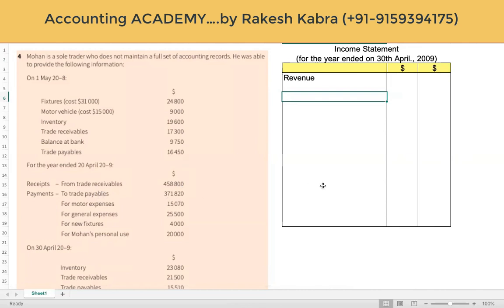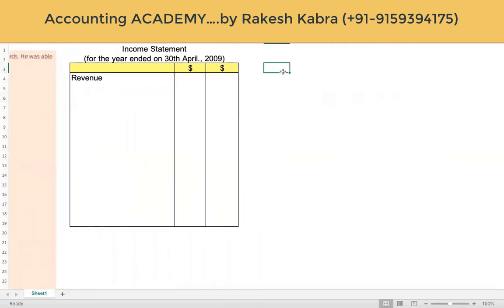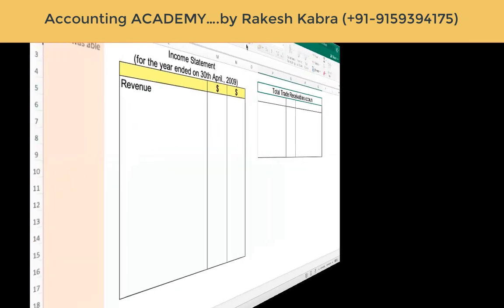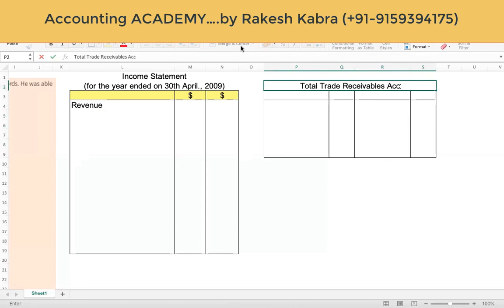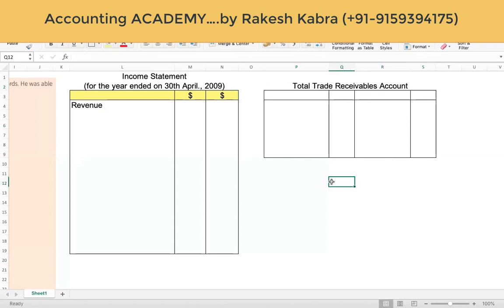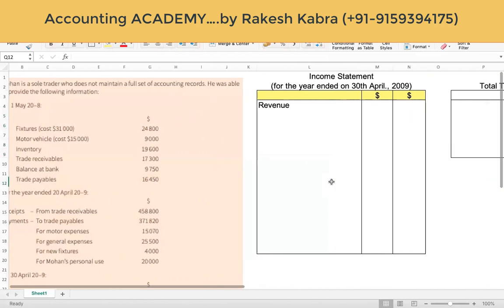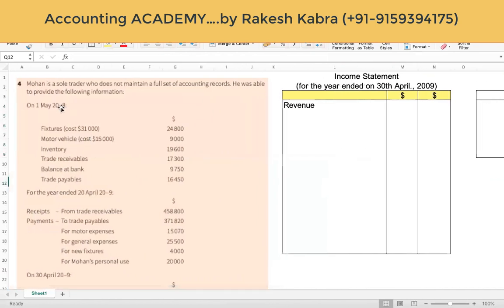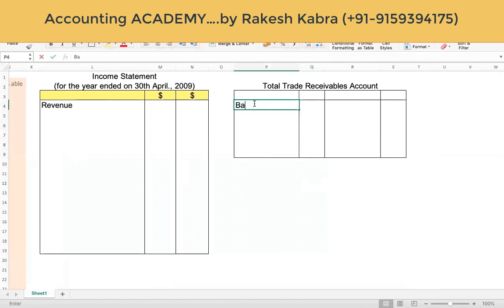So see how to find revenue. We need to prepare the total trade receivable account. Trade receivable is an asset, so the opening balance we will write on the debit side. On the first of May, do we have trade receivables? Yes, 17,300. So that I will show on the debit side as balance brought down, 17,300. And the closing balance will come on the credit side.